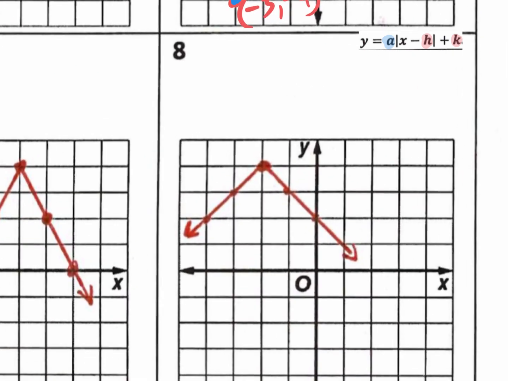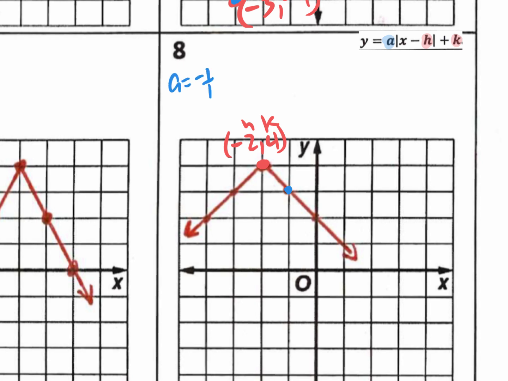Number 8. State your vertex. That is the location -2, 1, 2, 3, 4. So that's the location -2, comma 4. That's your h, that's your k. What is your slope? Pick 2 points. You go down 1/1. So the slope is -1/1. A is -1/1. So now you have all 3 bits of information, the a, the h, and the k.